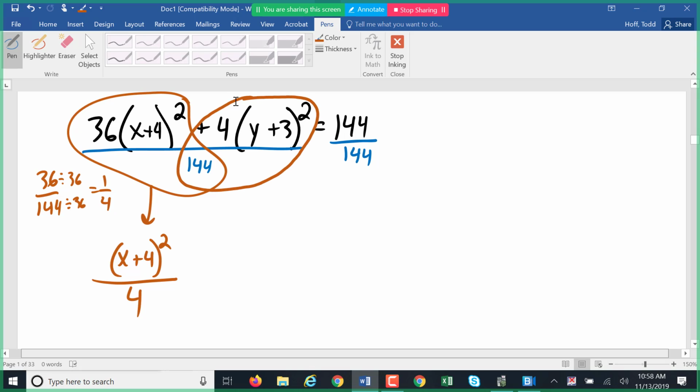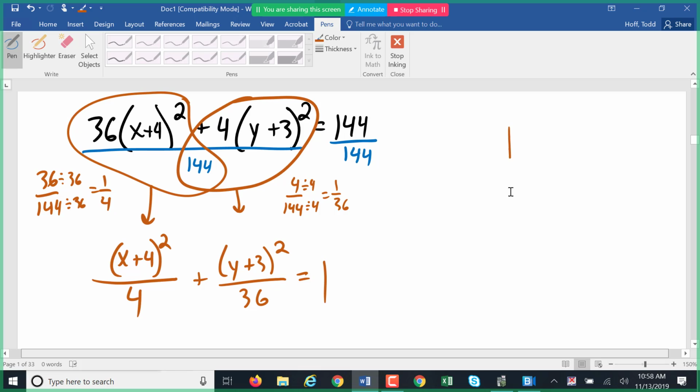Next is dividing out this piece. I do a similar thing there. 4 over 144 can also be reduced. Dividing by 4 gives me 1 over 36. So that part becomes y plus 3 squared over 36. And on the right side, of course, we have 1. So this means our center is at negative 4, negative 3.